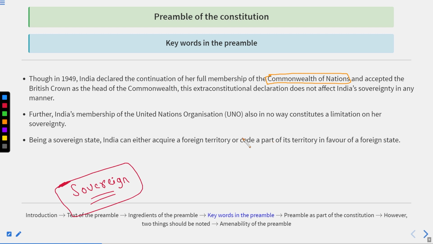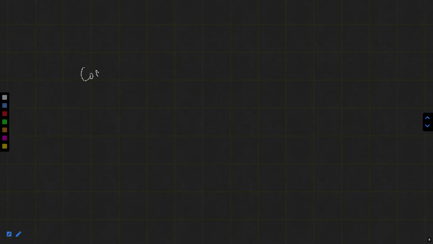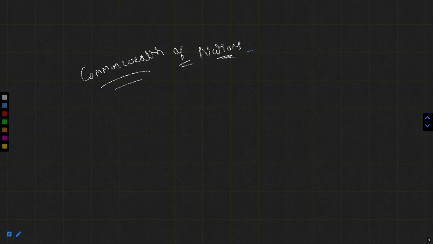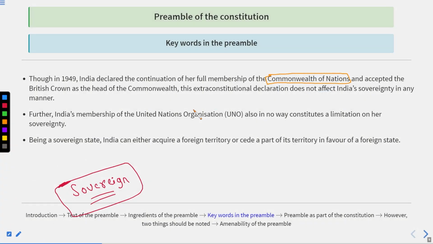Now what is the Commonwealth of Nations? Basically, the Commonwealth of Nations is used to describe all the British colonies. Whatsoever countries were under the British colonies, these were the Commonwealth of Nations. All right, so India was one amongst them. So in 1949 India continued its membership of the Commonwealth of Nations and accepted the British Crown as the head of the Commonwealth.